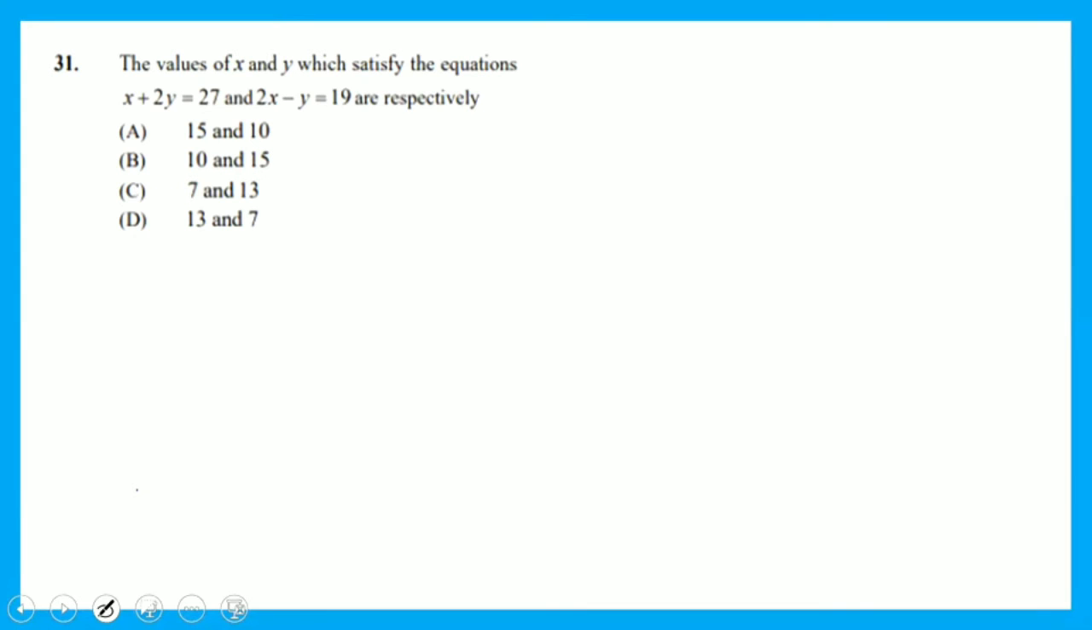All right, substitution. The first step in the substitution method is to make x or y, and in this case, I'm going to choose x, the subject of the formula in, and you pick any of the equations. Let's go with equation 1.